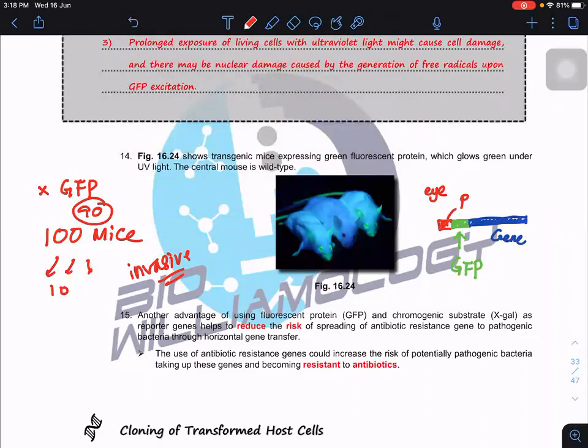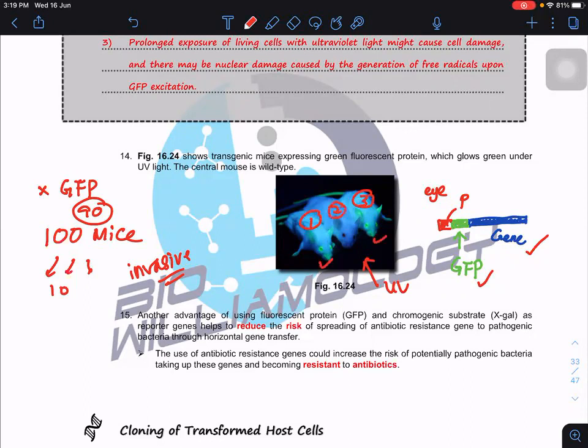So it means that if green fluorescent protein is expressed, the gene of interest will be expressed as well. Can I say that? It is an indication that the gene has already been taken up. So in this case, you shine with UV, and you will realize that, oh yeah, mice number 1 and mice number 3, they have already successfully taken up the gene of interest.